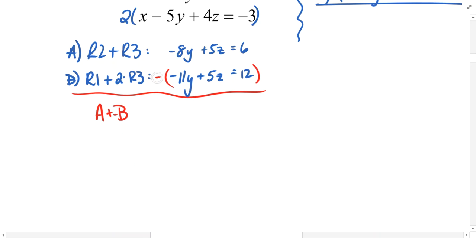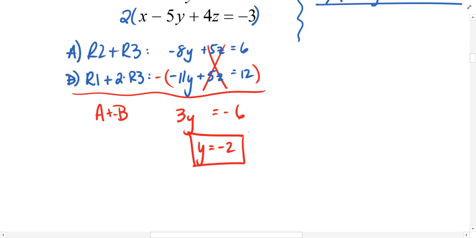Well, negative 8 minus negative 11, that would be the same as negative 8 plus 11. That's 3y. 5z, take away 5z, well those cancel to 0. And then 6 take away 12 is negative 6. Now we have 3y equals negative 6. If I divide both sides by 3, I see that y is equal to negative 2. And we've got one of our solutions.